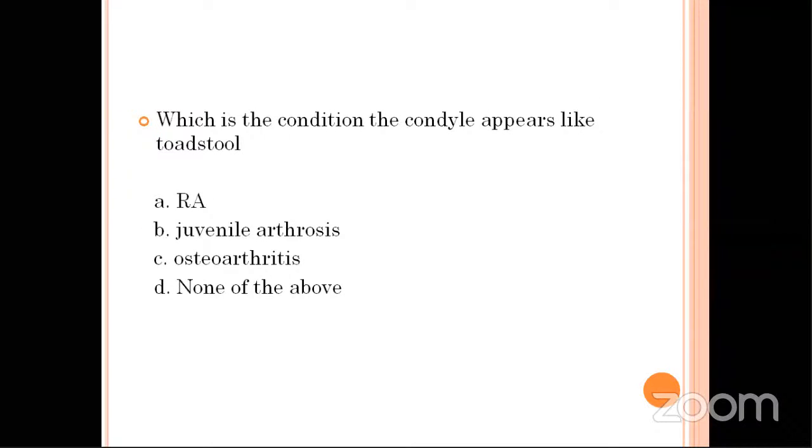Which is the condition in which the condyle appears like a toadstool? Rheumatoid arthritis, juvenile arthrosis, osteoarthritis, none of the above. It is juvenile arthrosis. Okay, the appearances of the condyle in certain conditions I've given as a picture.